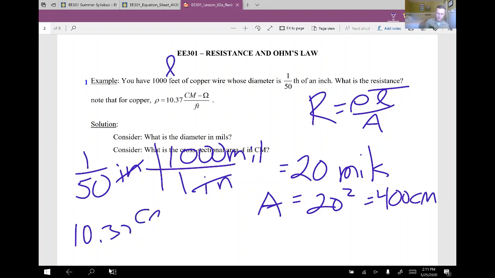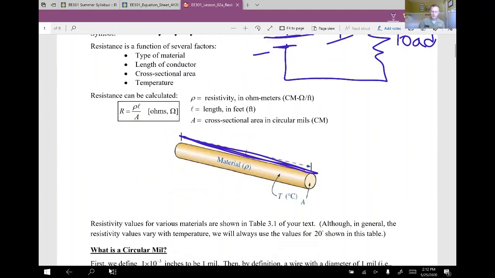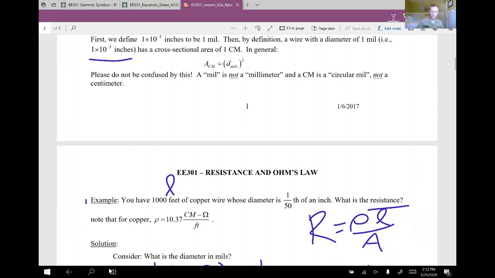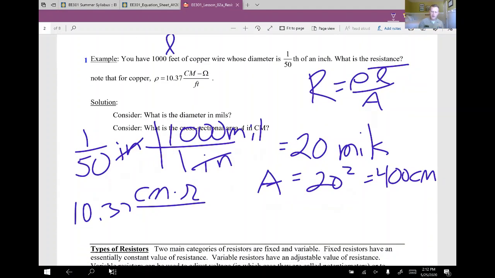10.37 circular mil ohms per foot. Ohms is the unit for resistance. That's what we saw up here, right? The unit of ohms, that omega symbol is ohms. And so we're searching for that. That's going to be the last one. It's not canceled whenever we put all these in. Circular mil ohms over feet. We multiply it by the 1,000 feet.